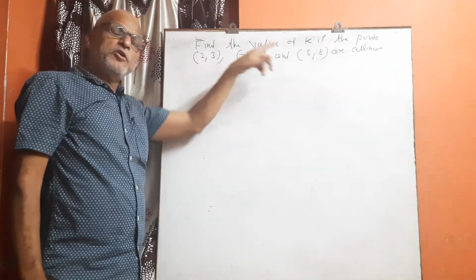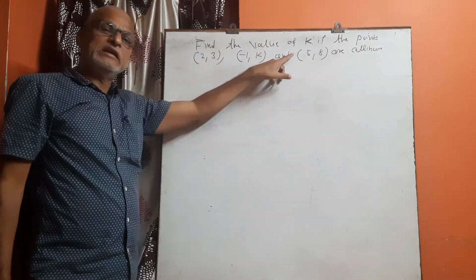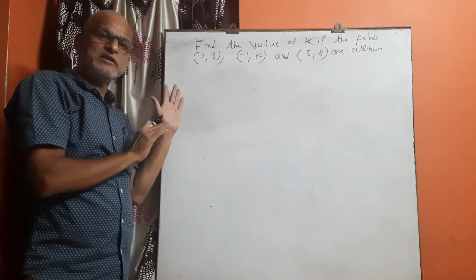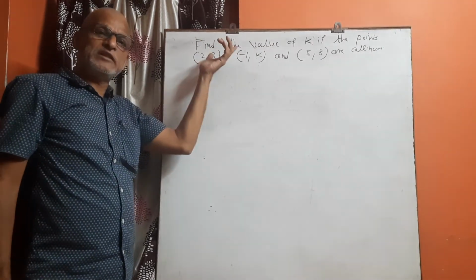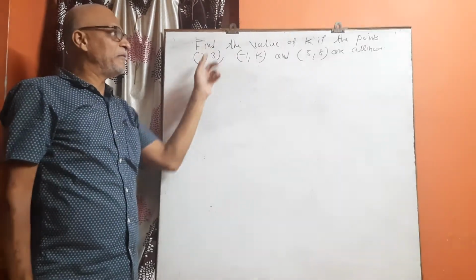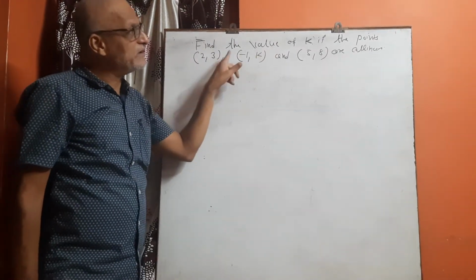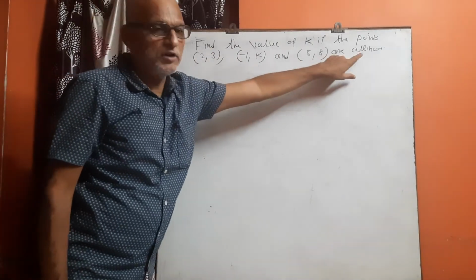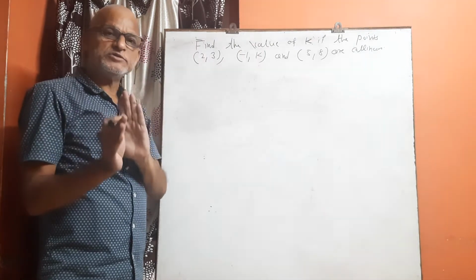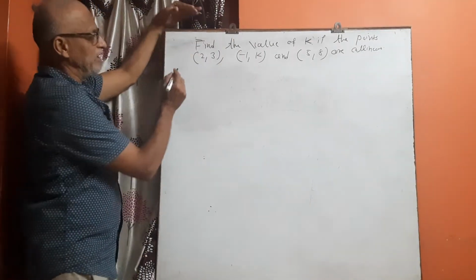Now, the meaning of the points being collinear is that the value of the determinant is equal to 0. In the last problem we showed that points are collinear, that is, we found out the determinant value is 0. Here it is already given that the points are collinear. Since the points are collinear, the value of the determinant is equal to 0. You have to start with that.